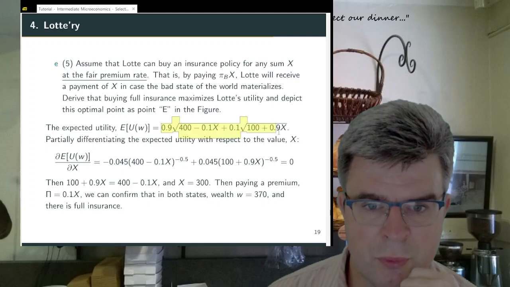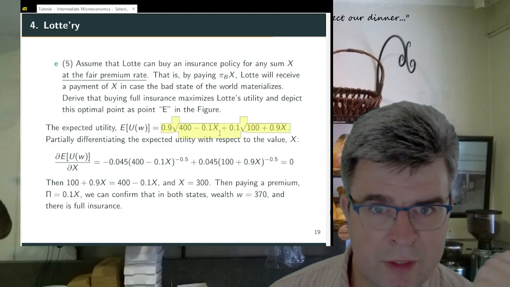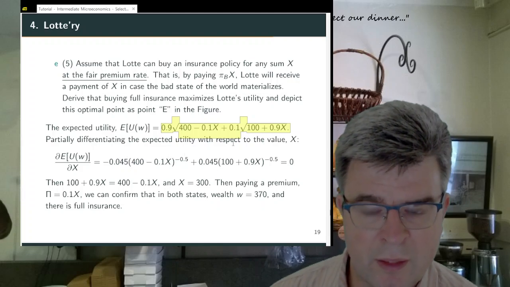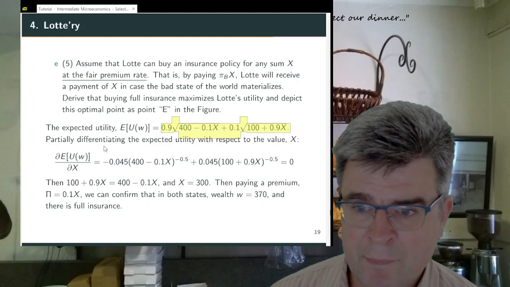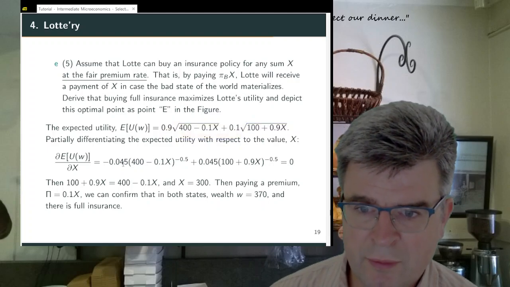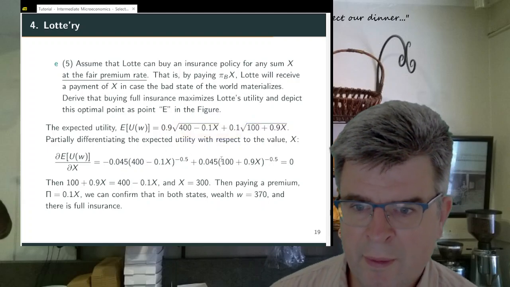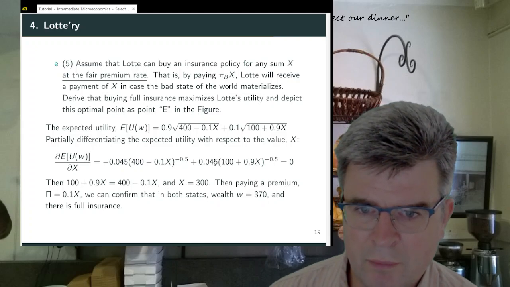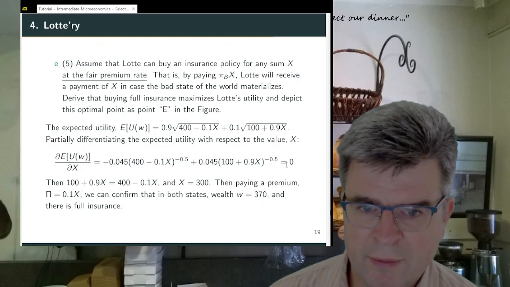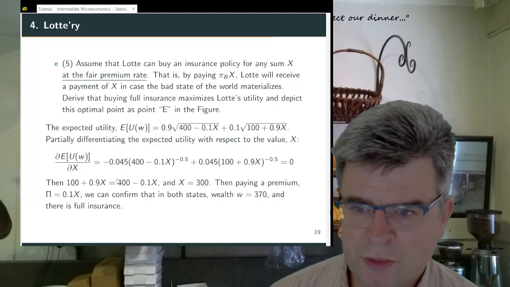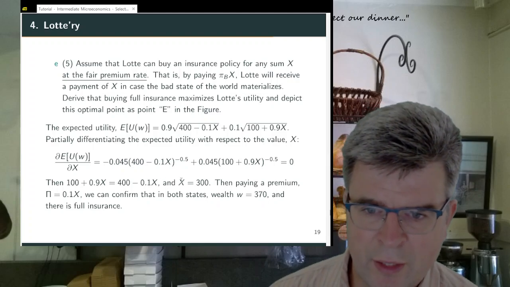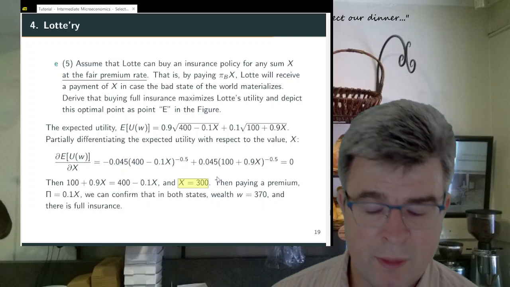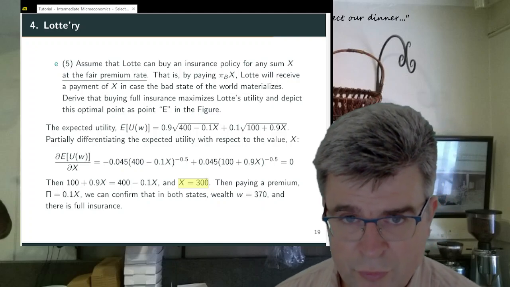So this is crucial to get this. And once you have this, it's straightforward. So you can differentiate the expected utility again with respect to X. And doing so, we get these expressions over here. And we can again bring this to the right hand side, take squares, simplify, and finally you will get that X needs to be equal to 300.